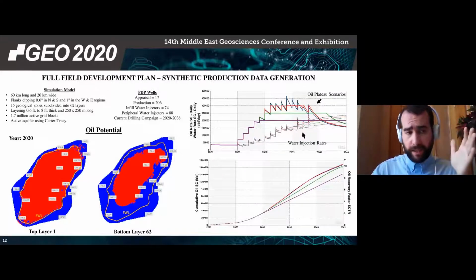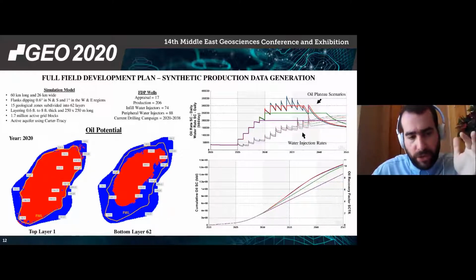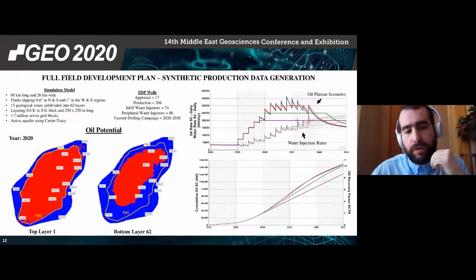And we're using an analytical aquifer using Carter Tracy, because if we were to use a numerical aquifer, there would be a large amount of cells. We could test that, but we've just gone with an analytical one to start off with. Below that is the oil potential at the topmost layer, layer 1 and layer 62, with the free water level highlighted in yellow. And the wells that you're seeing there are the 17 appraisal wells that were used to construct that geological closure.